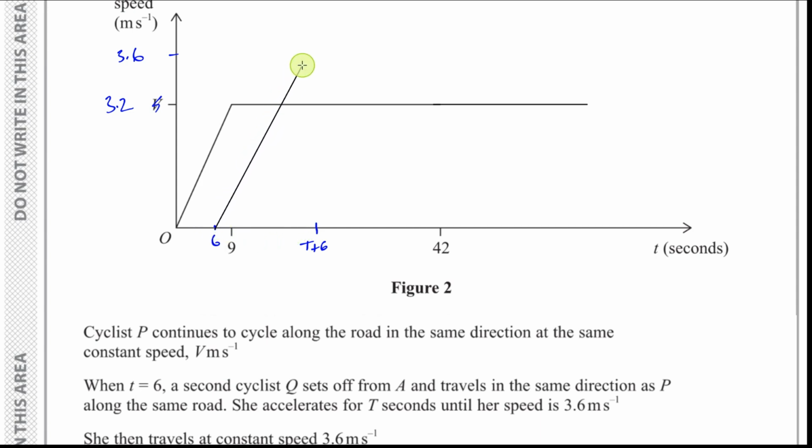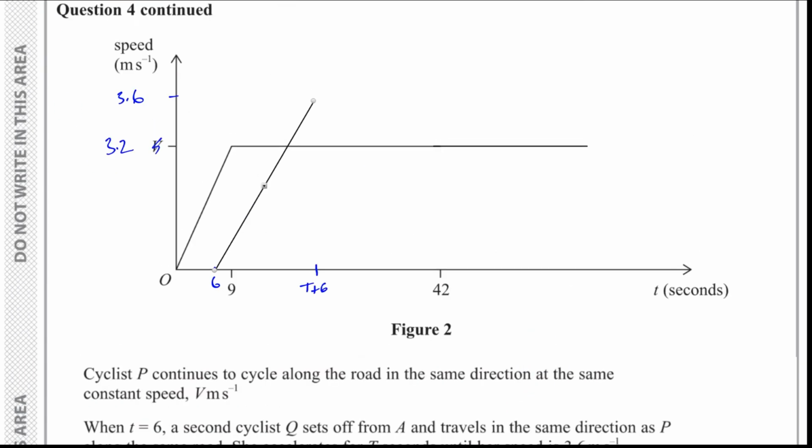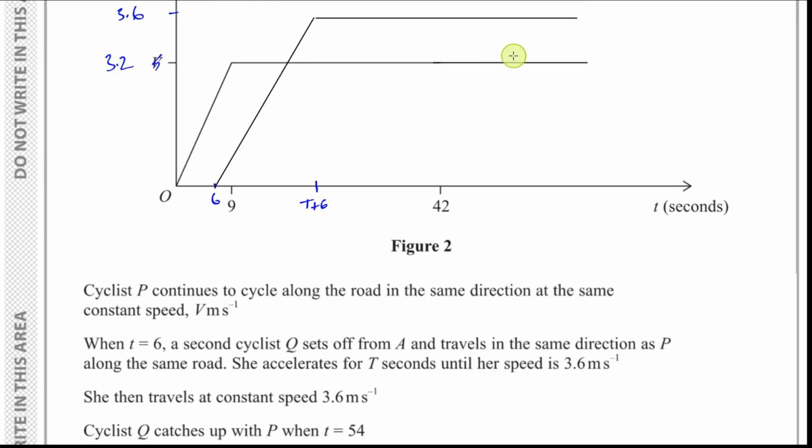She's going to be somewhere up there. Okay, good. She then travels at this constant speed, 3.6 meters per second. So she carries on going at the same constant speed. Okay, and then what happens? Cyclist Q catches up with P when t equals 54. So they reach the same place at 54 seconds. Okay, that's where they catch up. So let's say that's 54 seconds.